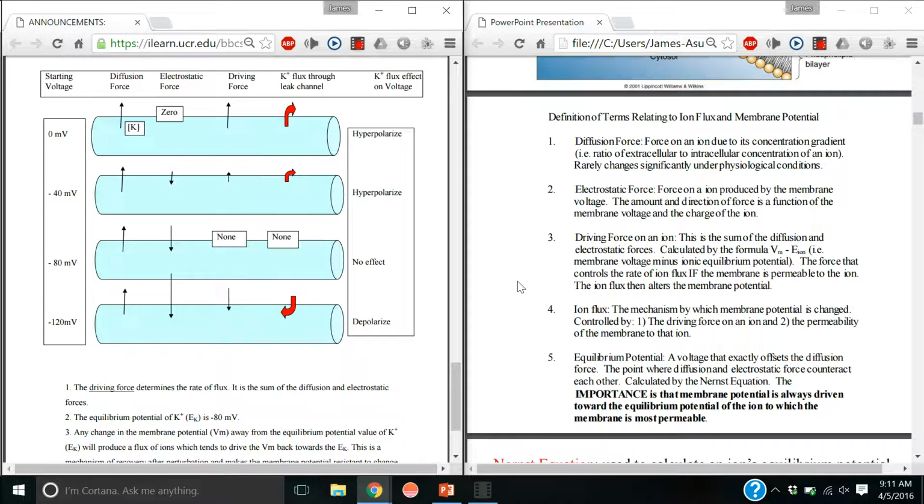If it was a chloride, it would depend on the concentration gradient and the charge of the ion. Chloride is actually more concentrated extracellularly than intracellularly. We'll go through examples of that. So I think you're going to get sick of seeing these examples. I'm going to go through them with synaptic potential, then I'm going to go through them with action potential.